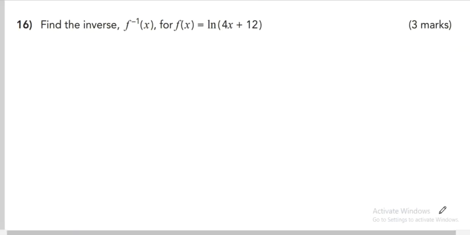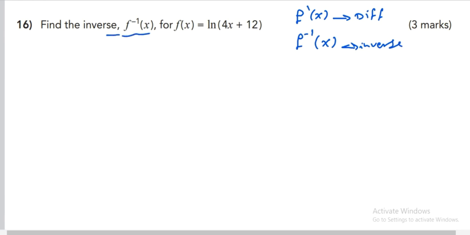Question 13. Find the inverse f inverse of x for f of x equals ln 4x plus 12. In this question we have to differentiate between the inverse and the first derivative. As we said before, the first derivative is written as f dash of x, but the inverse is f power negative 1 of x. This is derivative and this is inverse. Here he asked to find the inverse and he already wrote the word inverse, but sometimes he will not write it. So we have to differentiate from the symbol.